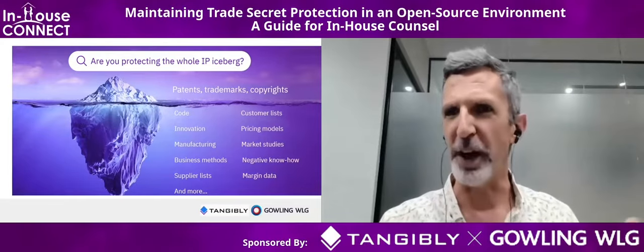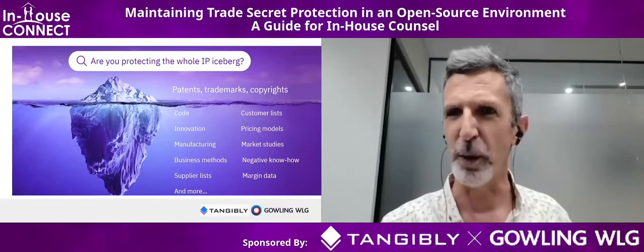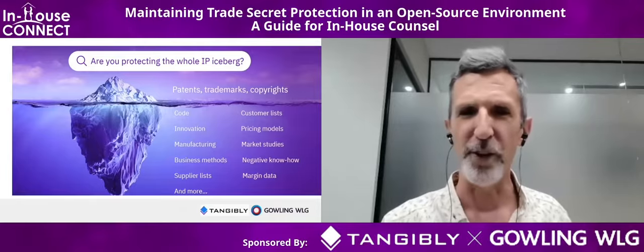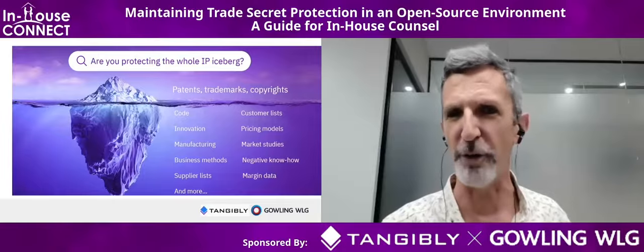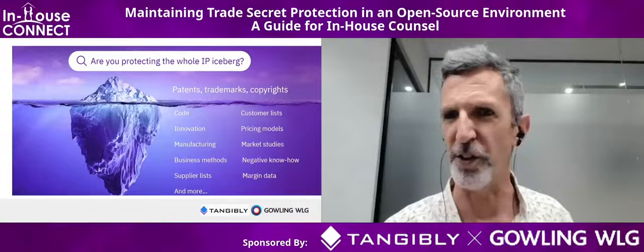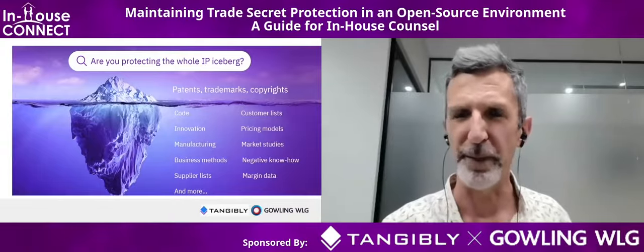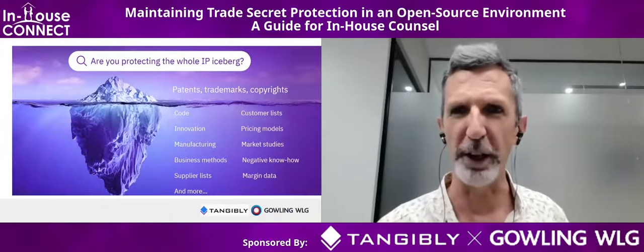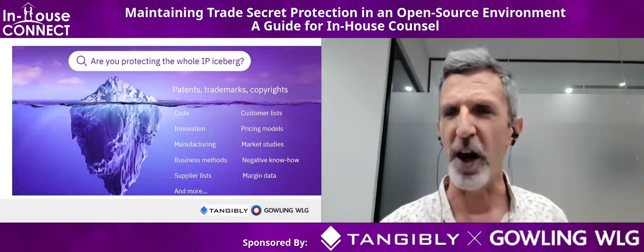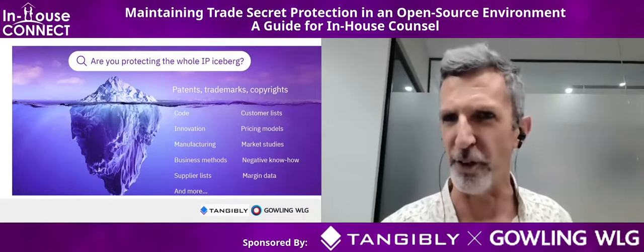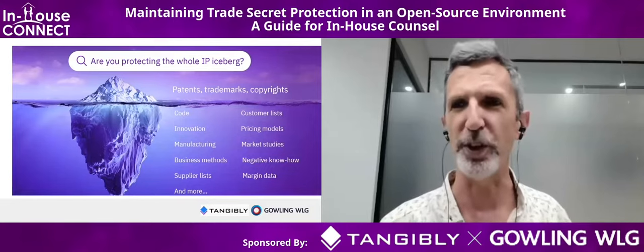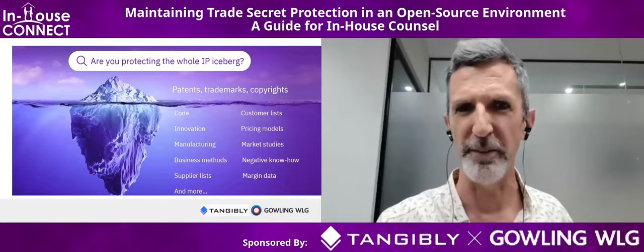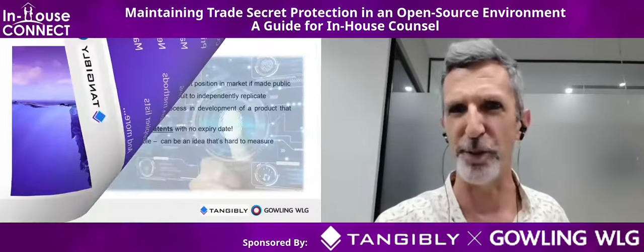But all the stuff underwater is actually what makes up most of the iceberg. So it's all that other good, valuable information: things like software codes, manufacturing methods, competitive intelligence, pricing and margin data. All this super valuable information that is not protectable at all by patents or trademarks or copyrights needs protection. And that's really where trade secrets come in. They protect most of the iceberg that you can't see.